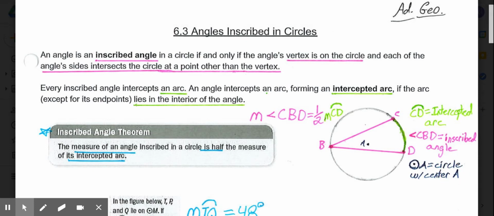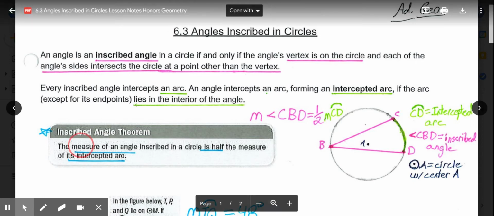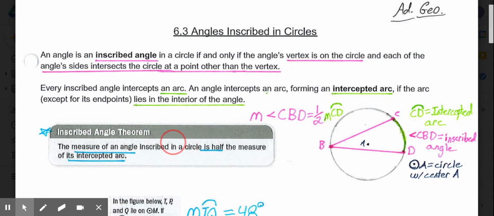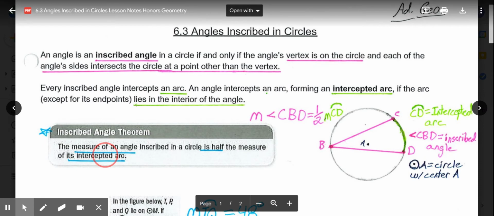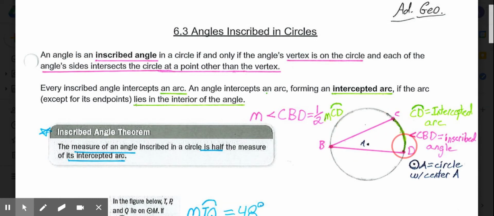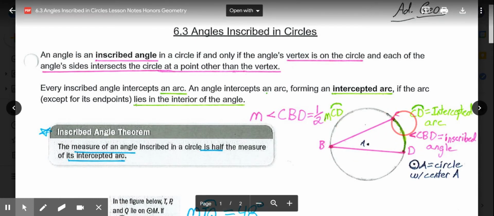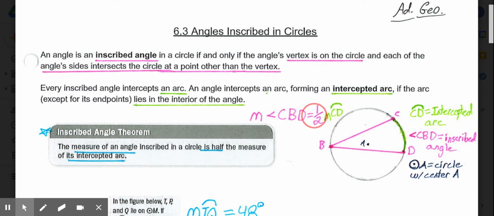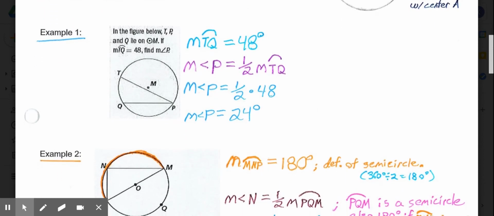So now that we have the vocab, let's start to look at some of our theorems and properties. The inscribed angle theorem simply states the measure of an angle inscribed in a circle is half the measure of its intercepted arc. So if we wanted the measure of angle CBD, it would be 1/2 times the measure of arc CD. Angle measure is half the measure of the intercepted arc. An example of that would be here.